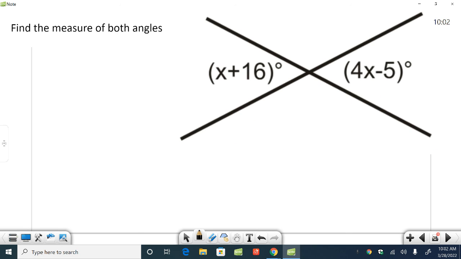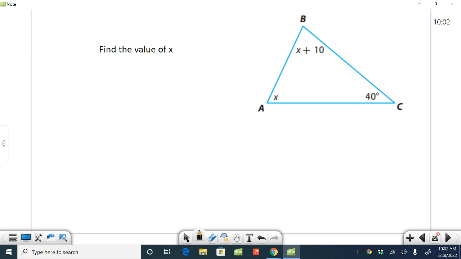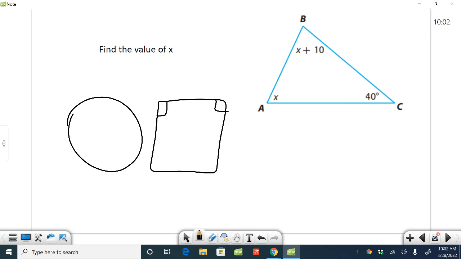I told you that a circle can turn into a square, right? So a circle is 360 degrees. So every edge of a square is 90 degrees, which makes a square 360 degrees. But if I turned it into a triangle and cut it in half, 360 divided by 2 is what? 180. So a triangle has to equal 180 degrees.